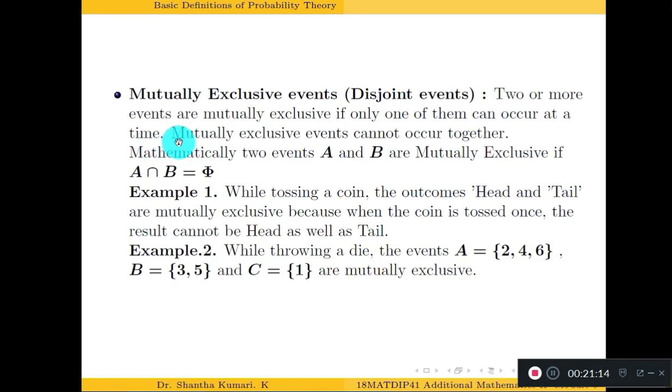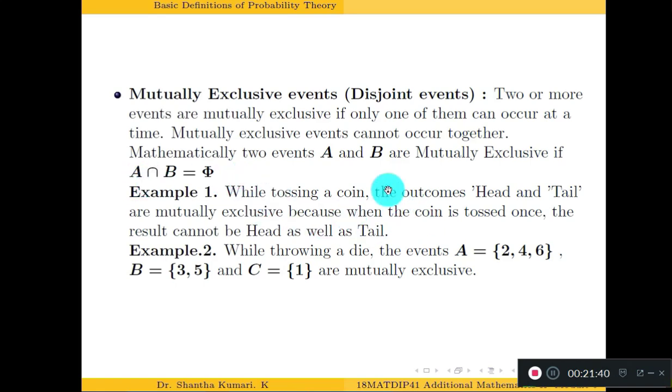That's the meaning. So when you toss a coin, you cannot get both heads and tails together. Either you will get only head or you will get only tail. So those two are mutually exclusive events. And in other words, mathematically we use this notation: their intersection will be null set. There is no common element between them.